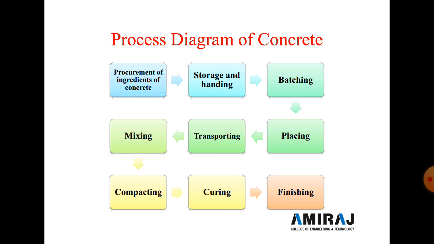Then after that, batching. Batching mostly depends on the ratio of the concrete. The concrete ratio is like 1:2:4 or 1:1.5:3. It's one type of ratio, and batching is prepared with one part cement, 1.5 parts sand, and 3 parts aggregate. Then after batching, placing is required. Generally we place the material near the site, so it's easy for transportation.